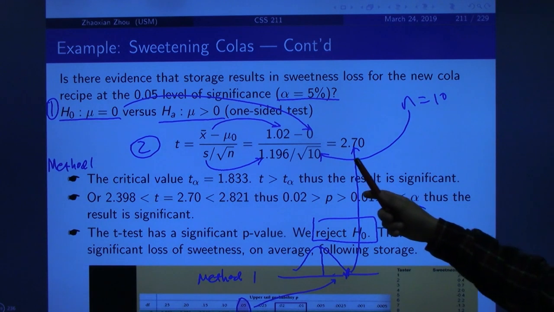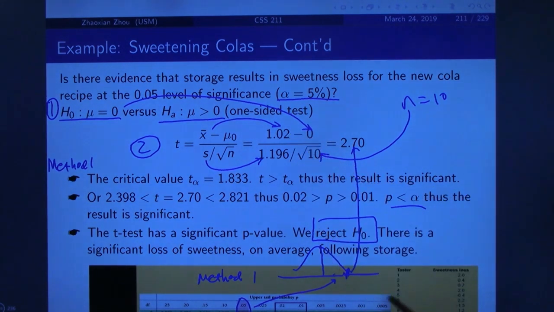For the calculation here, we are given these 10 professional testers and the numbers are given here, so the average equals 1.02. That is how we calculate this. The standard deviation is also calculated from here.